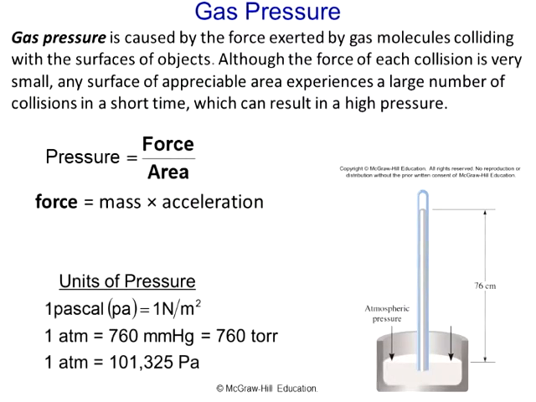So what is gas pressure then? Gas pressure is caused by the force exerted by gas molecules colliding with the surfaces of an object. In other words, the pressure happens because the gas molecules are colliding or running into or bombarding surfaces of objects. Although the force of each collision is very small, any surface of appreciable area experiences a large number of collisions in a short time, which can result in high pressure. In other words, the frequency is so high that it increases the pressure.